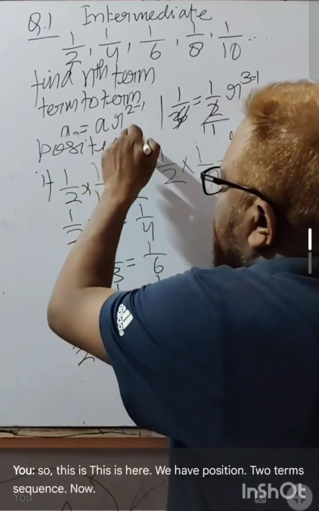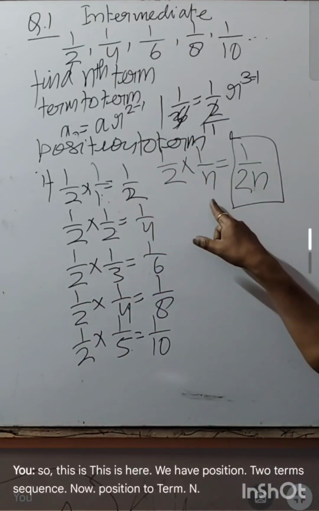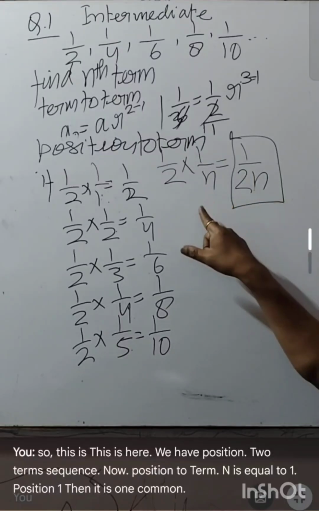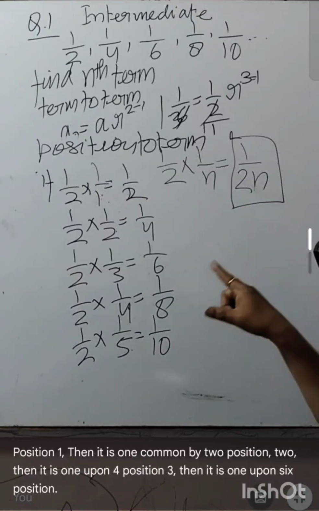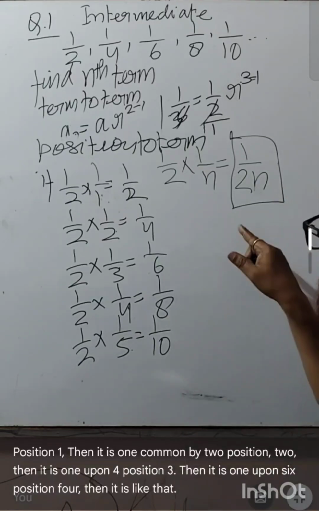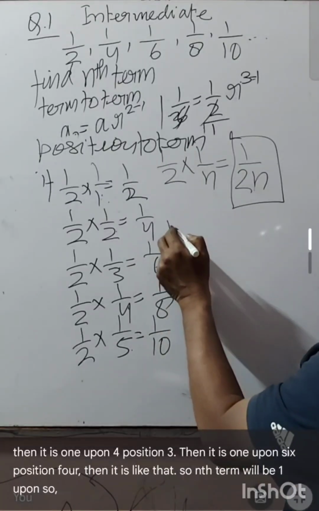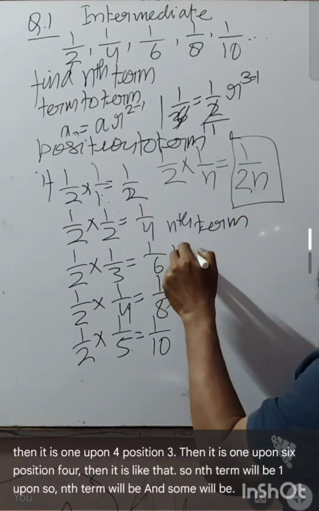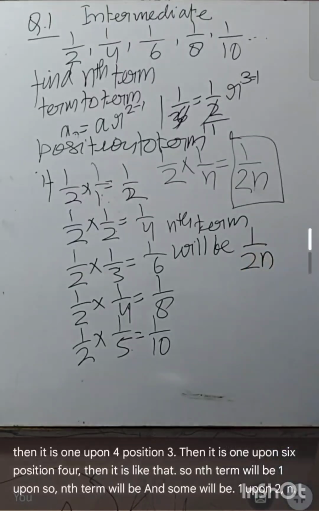Now, position to term. N is equal to 1. Position 1, then it is 1 by 2. Position 2, then it is 1 upon 4. Position 3, then it is 1 upon 6. Position 4, then it is like that. So nth term will be 1 upon 2n. Is it?